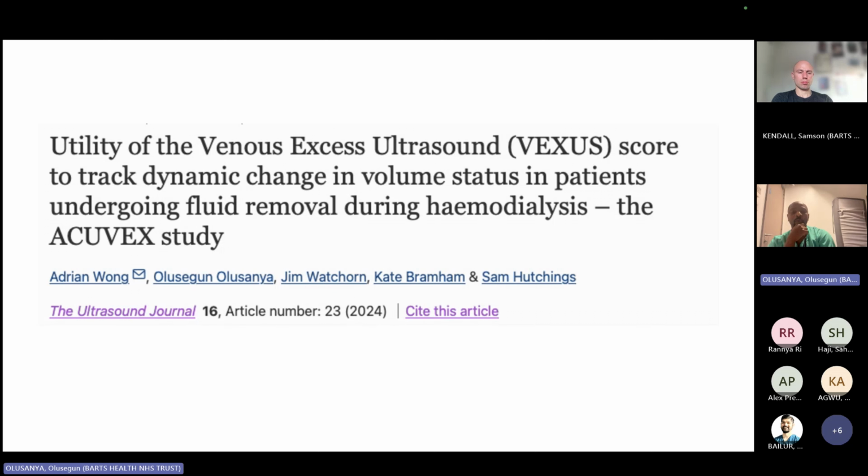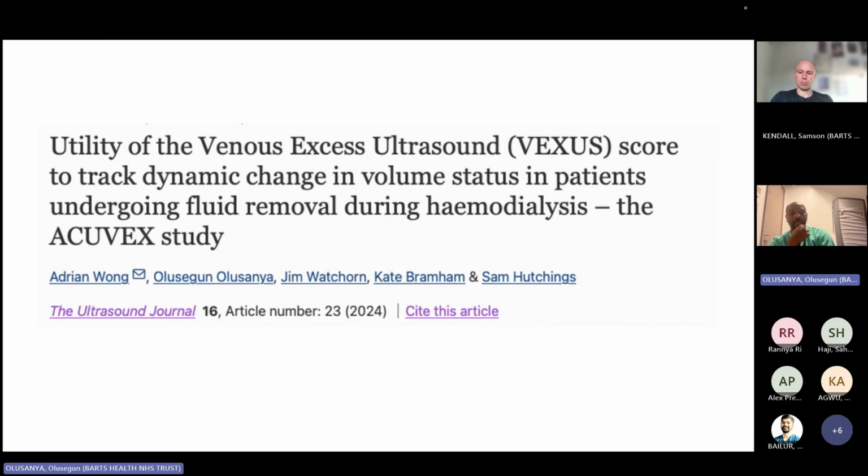But for me, this was one of the kickers. So you hopefully see people that you know. This is a study that came out of the UK. We published this earlier this year. This was a study that we did looking at VExUS to track volume status in patients undergoing hemodialysis. And what we did was you had these guys all coming for hemodialysis, and we all knew that they were over their dry weight, and we knew how much overloaded they were. So we basically scanned them, we echoed and VExUS'd them before and after.